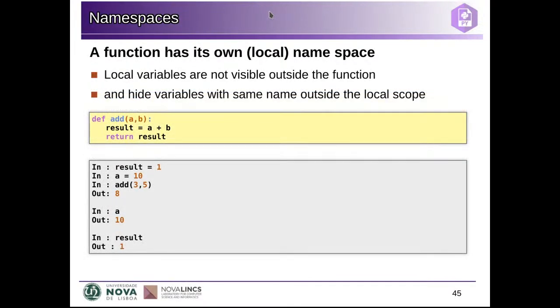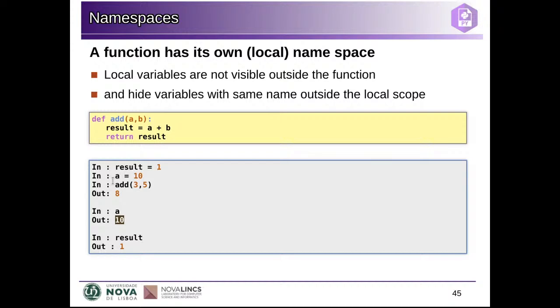This is very important because if you have some variable called a that has a value of 10 here, and you call your function to add 3 and 5, the function has a variable called a, and in this case it will store the value 3. But this variable a inside the function is not the variable a outside the function. So after this is done, a is still 10. And this is very important.